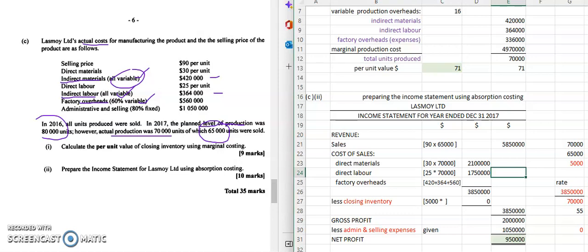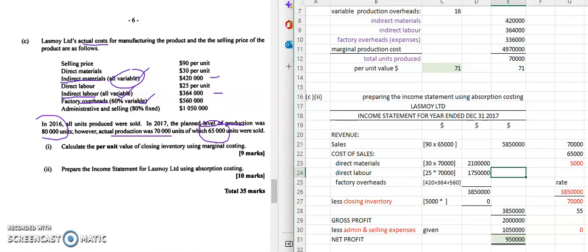All right. The direct materials, we just transfer them in. We multiply out and transfer in. But now the overheads, notice that this is absorption. So it doesn't matter if it's variable or not. Everything gets included. So 420 plus the 364 plus the 560 will make up all of the overheads, right? Even though I wrote factory overheads, I mean all the overheads. All right. So we add all of them together and we get the overheads.